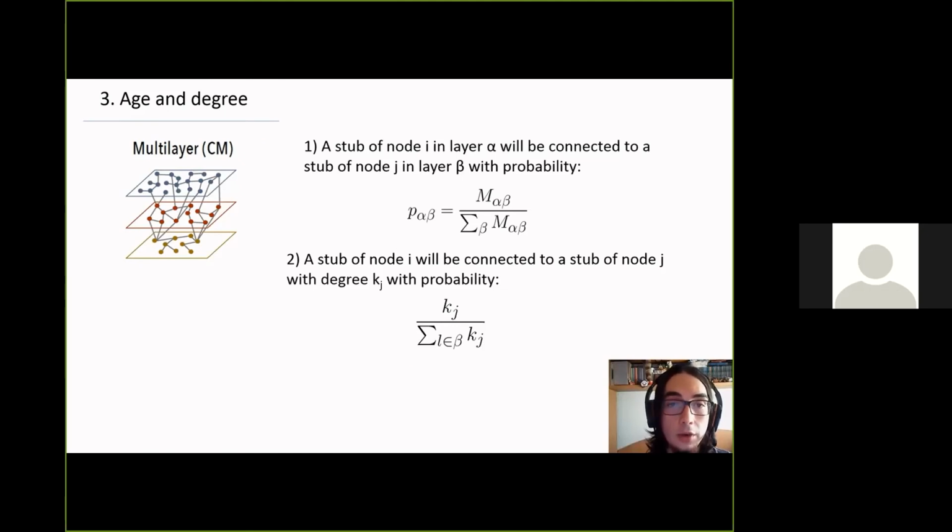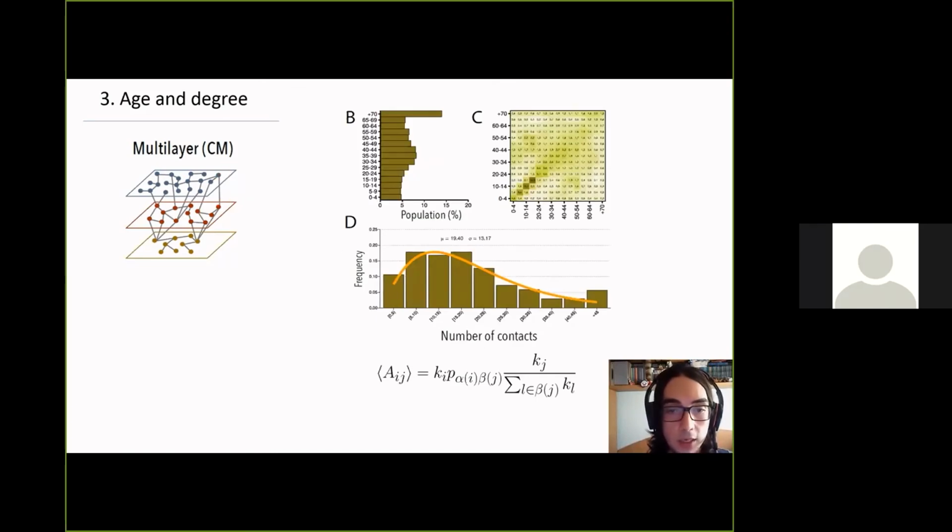Okay, so suppose that you have a node and there is a stub going to another layer. We say that the probability that the stub goes from layer alpha to layer beta is given by this equation. This thing here is the age mixing patterns, so this is essentially a matrix. And then we also say, okay, once we have a stub in this layer, what's the probability that the stub will go to exactly node j? It is this expression here that, as we can see, depends on the degree. Now we join these two things and we obtain this expression.